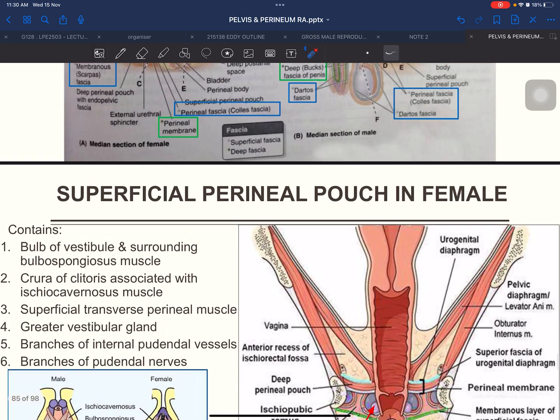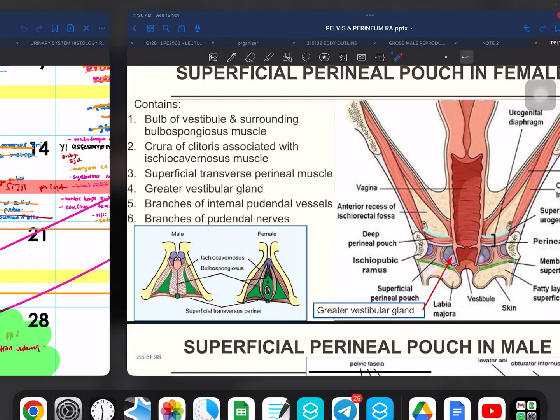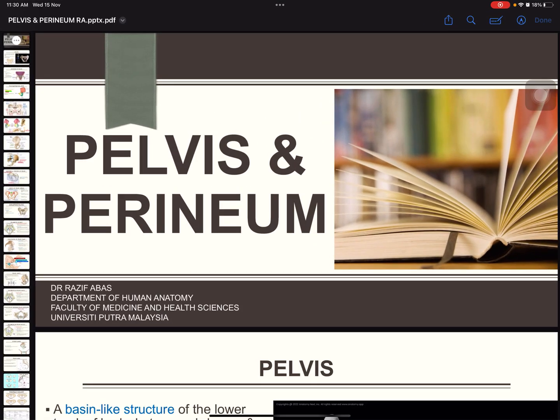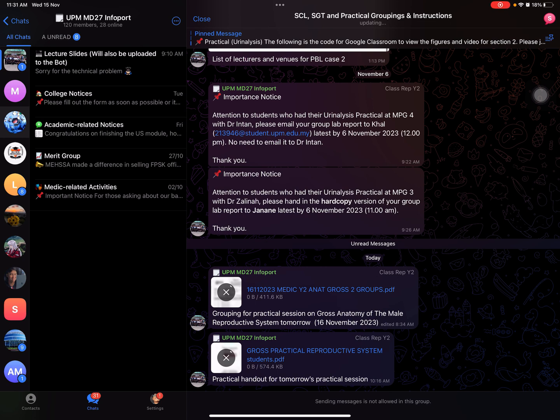Now, what are the components of the superficial pouch? This is in female. Part of the vestibule and surrounding bulbospongiosus muscle. This is the male, female. This is the bulbospongiosus muscle, and there's a bulb. It surrounds the bulb of the vestibule. I will explain during the female reproductive system. The bulb of the vestibule is not shown here. And then the crura of the clitoris is not here either. It's okay, I think you just remember it in the female reproductive system.